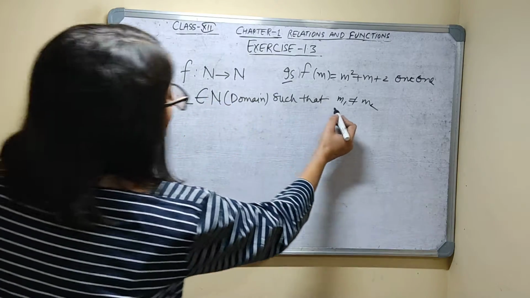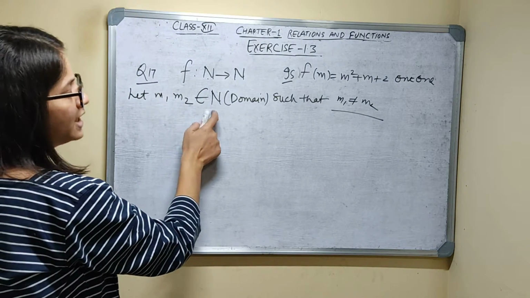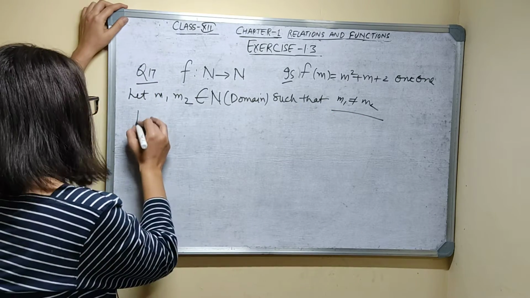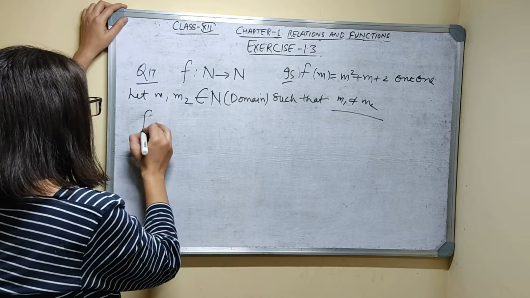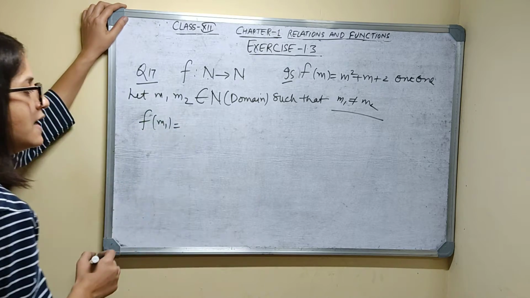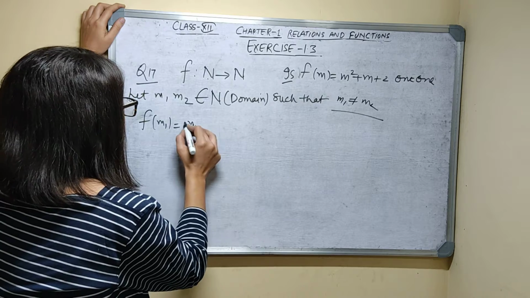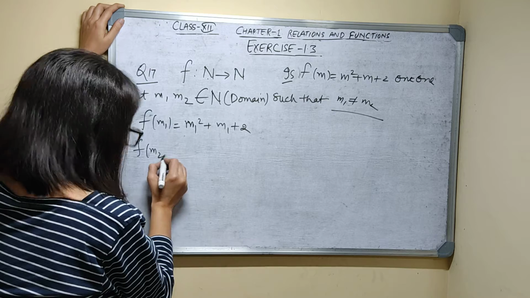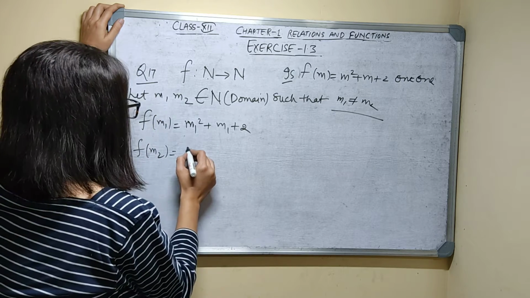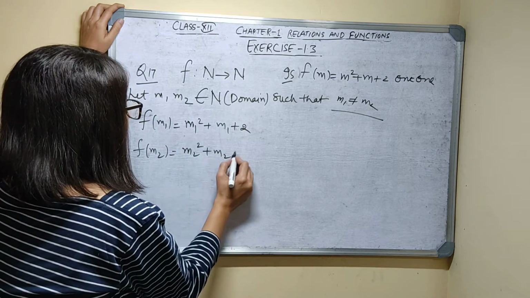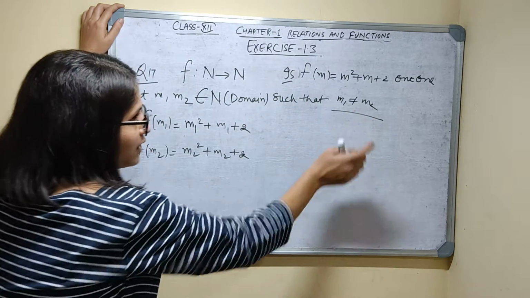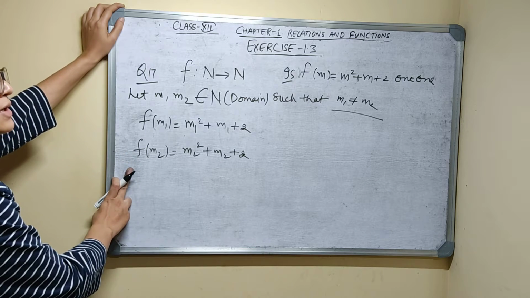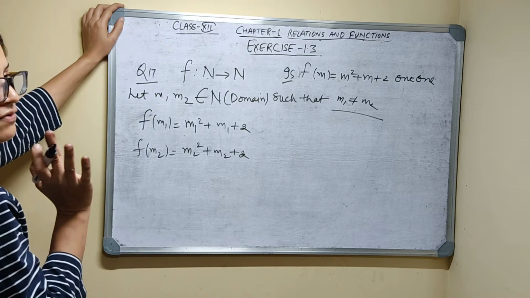But already I stated that m1, m2 belong to the natural numbers, from the domain, such that m1 is not equal to m2. So first we will solve f of m1, which is m1 square plus m1 plus 2. And f of m2 will be m2 square plus m2 plus 2. I know both are not equal. So if f of m1 is also not equal to f of m2, then the function will be 1-1.